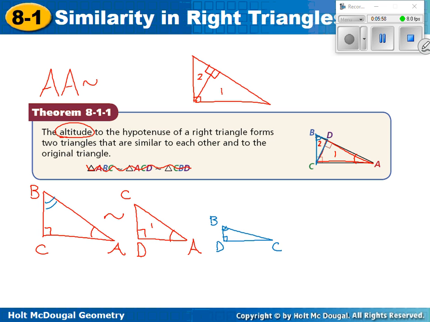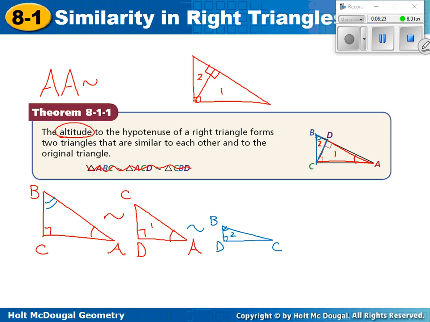And if you compare the big triangle to triangle number 2, do you see that they are similar by angle-angle similarity? And then by the transitive property of similarity, if the big one's similar to number 1 and the big one is similar to number 2, then that means number 1 and number 2 are similar to each other. So they all three become similar.